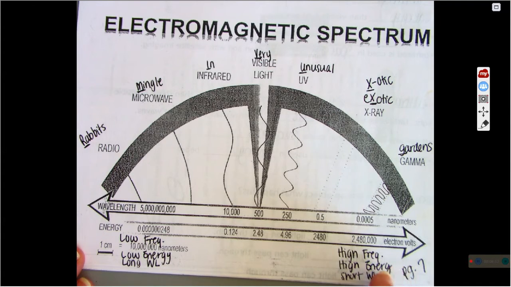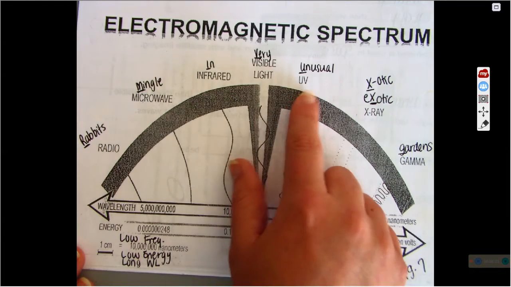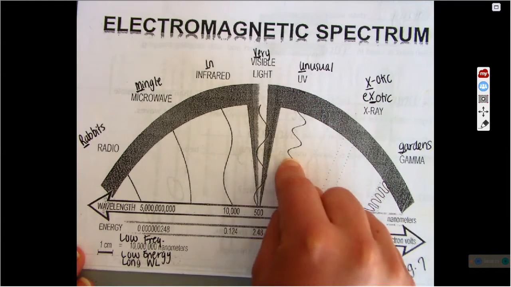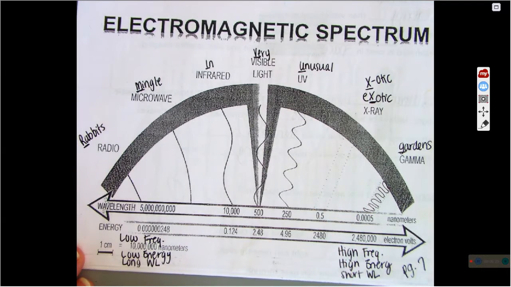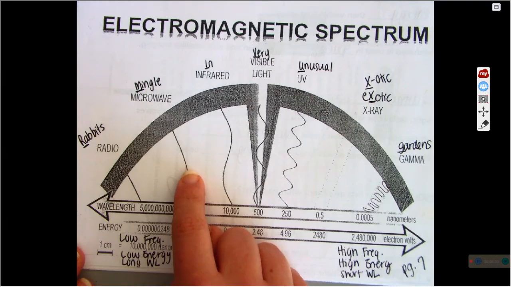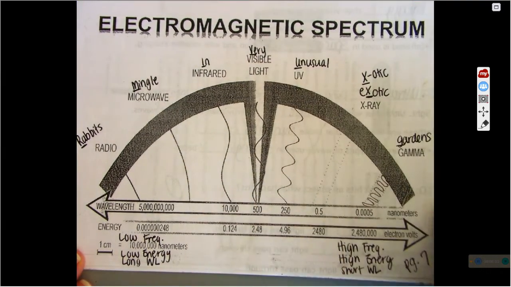So if I ask you which has a shorter wavelength, UV or infrared, you would say, okay, UV is farther to the right. It's got a shorter wavelength than infrared. Which one has less energy, microwaves or visible light? Well, microwaves do. So be sure you've got that.